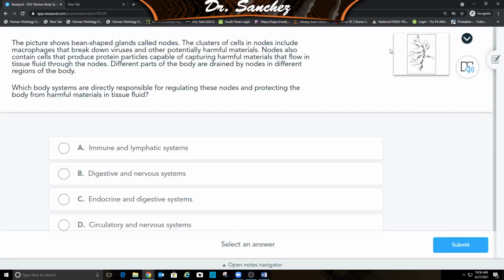So the lymph nodes are going to take care of doing that. This is what all this text is somewhat explaining: that it contains cells that produce protein particles capable of capturing harmful material that flow through the tissues of the lymph nodes, right? Different bodies that drain through there.